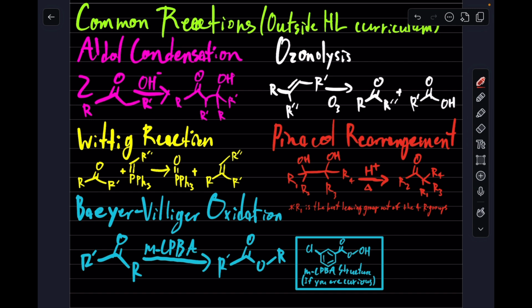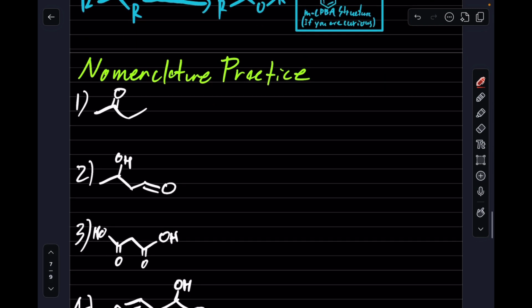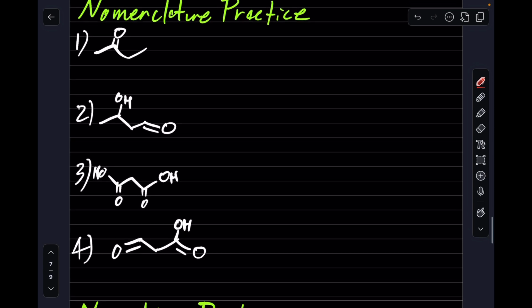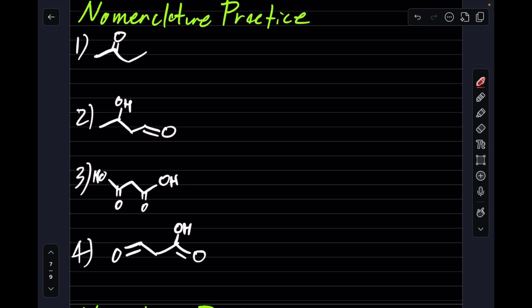Just shows how reactive alcohols, aldehydes, ketones, and carboxylic acids are, and how versatile they are in reactions and synthesizing things. So yeah, here's just a bit of nomenclature practice. You can try them now if you want, but I'm going to go over them in a couple seconds.